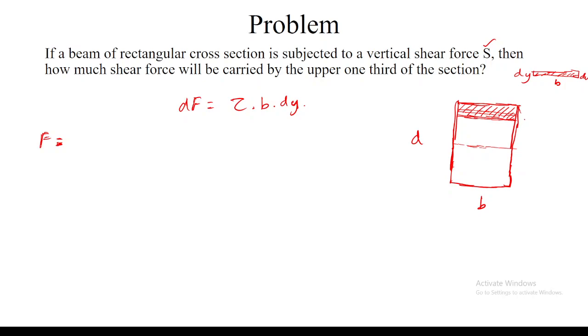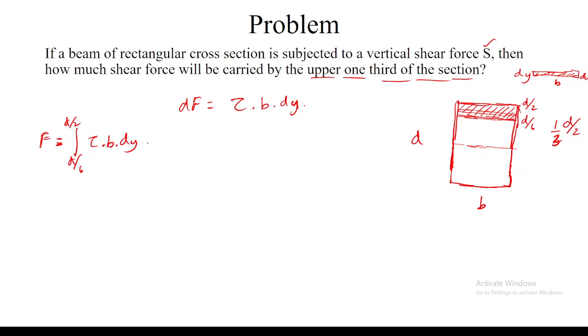Good. So this is D by 6 and this is D by 2. Since in the question they have given the upper one third of the section, the whole upper section is nothing but D by 2, so one third of this upper section is nothing but 1 by 3 of D by 2, which is D by 6 to D by 2. So integration of D by 6 to D by 2 of tau into b into dy.